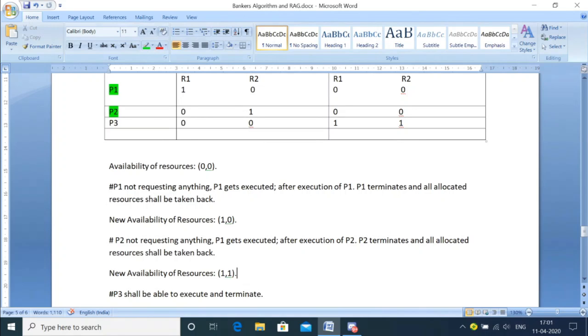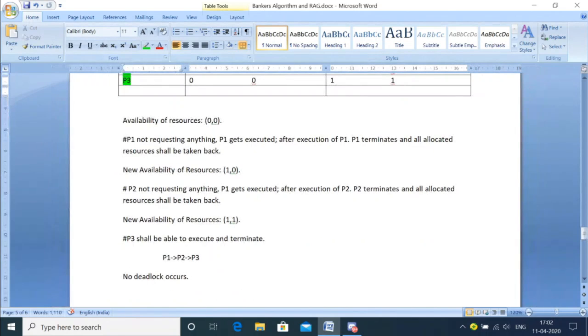Then again, I have to compare with P3. So P3, what does it need? Oh, it needs two resources, 1 and 1 here also. That means two resources it needs. So we'll compare, do we have two available resources? Yes, we have two available resources. So P3 will consume the resource which is available, be given to the CPU, and exit from the system. So all the resources are consumed.